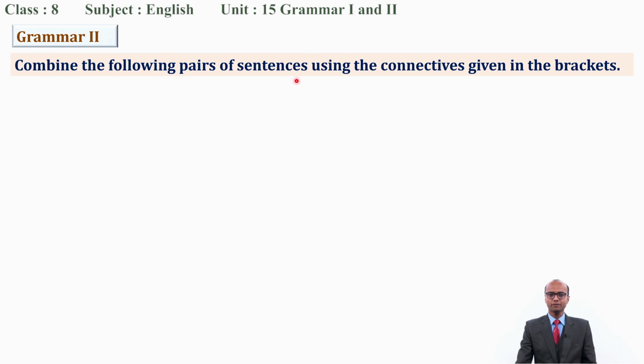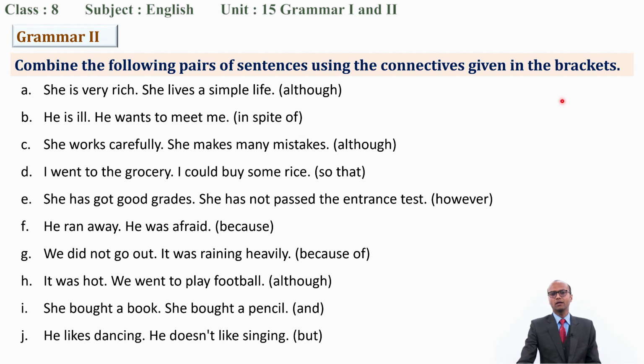Dear students, let's look at the activity. Combine the following pairs of sentences using the connectives given in the brackets. Let's look at the exercise. A. She is very rich. She lives a simple life. You have to join these two sentences with although. Did you understand? Similarly, you have to join the pair of sentences in B using in spite of. In C you have to use although. It is a little bit difficult and different from the ones we have practiced.